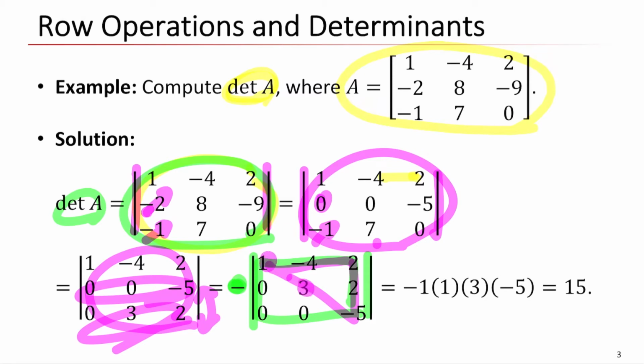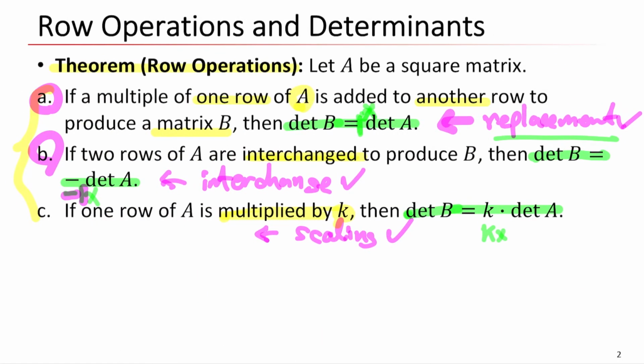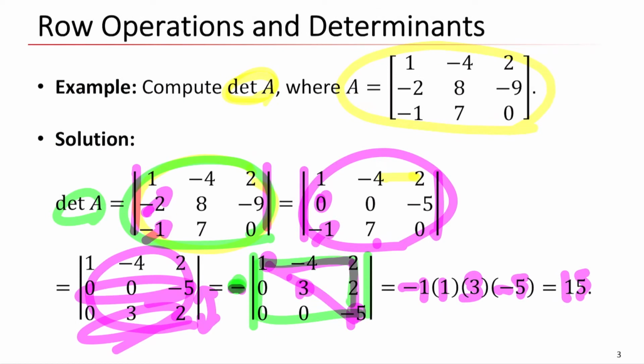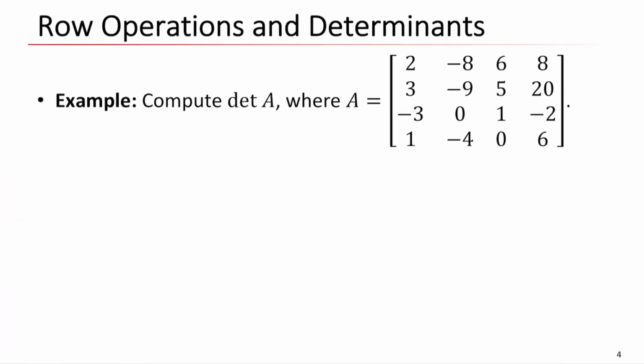Product of the diagonal terms, right? So finally, -1 times 1 times 3 times -5, it is equal to 15, right? Let me see. Oh yeah, 15. Okay, so by using this theorem, we can easily compute the determinant of a complicated matrix, right? Okay, so let's do a more difficult one.